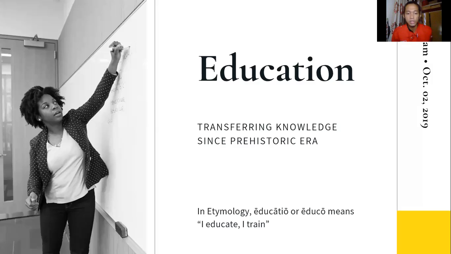In etymology, the word education is derived from the Latin word meaning I educate, I train. Education already began in prehistory. The adults taught their descendants to transfer the knowledge that they received from their ancestors. Back then, they taught orally and by storytelling, and by implementing their skills so the young could learn directly from what they said.